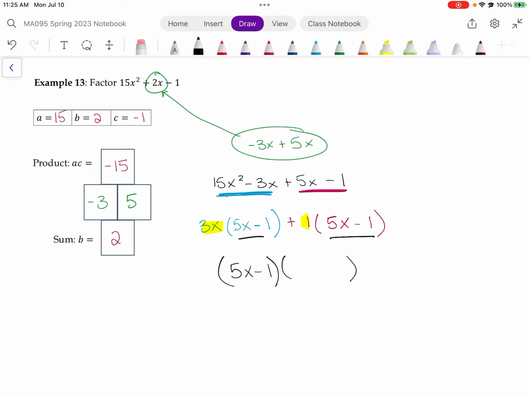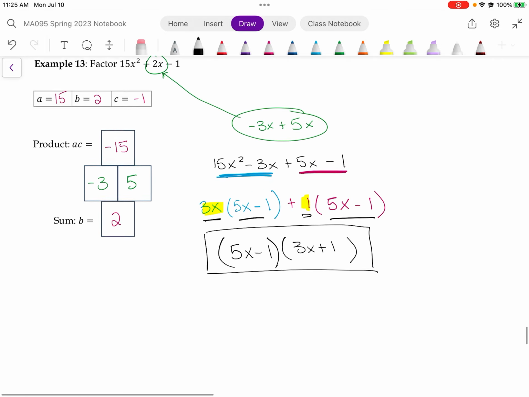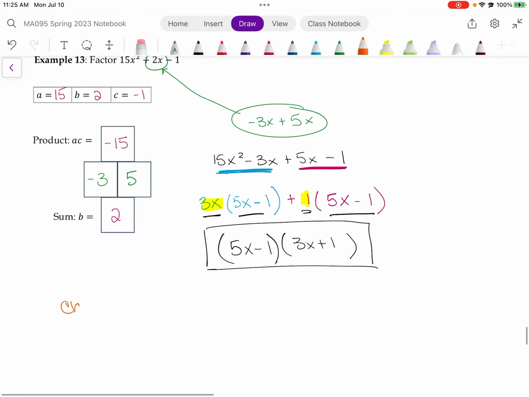And we are left with what? Well, this 3x and this 1. 3x plus 1. All right, so that's our answer. But let's see if our answer is right. So let's check this. Let's do 5x minus 1 and 3x plus 1 and see what we get.